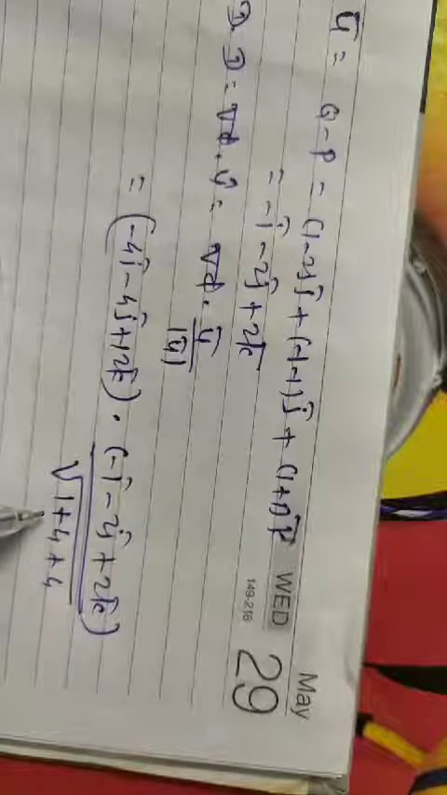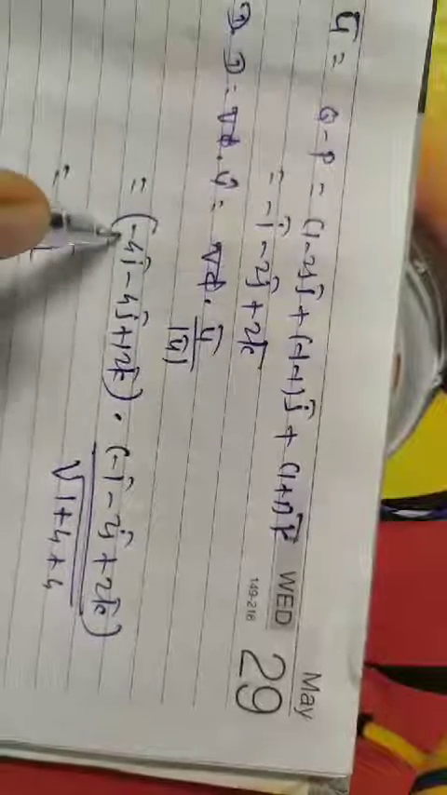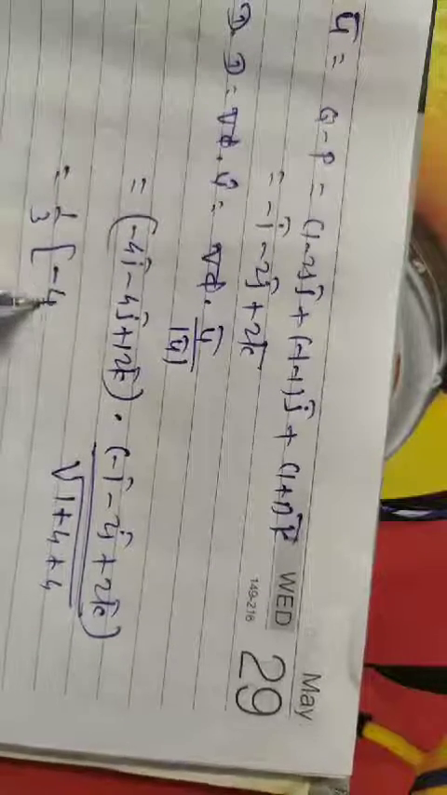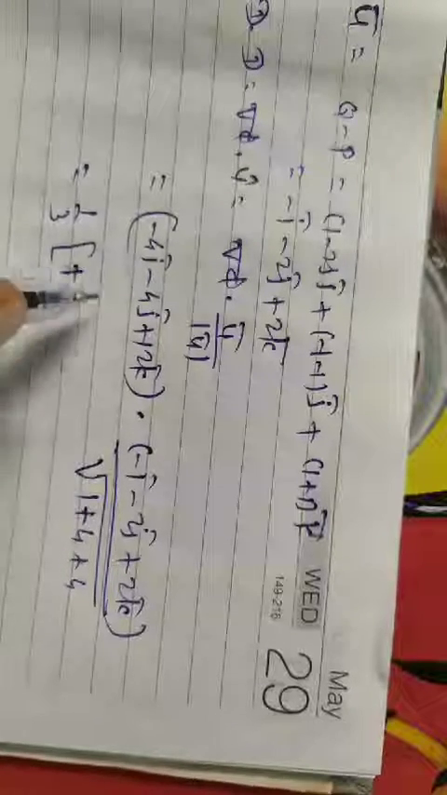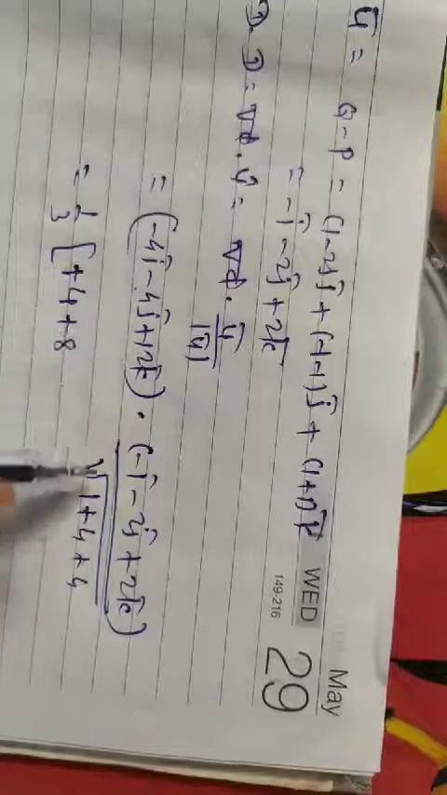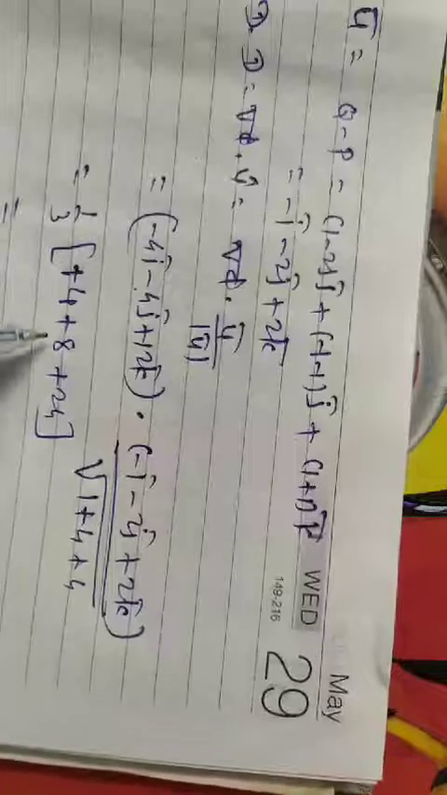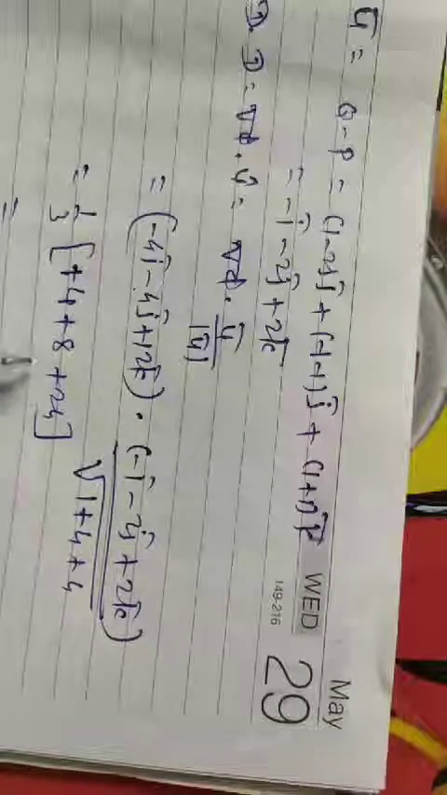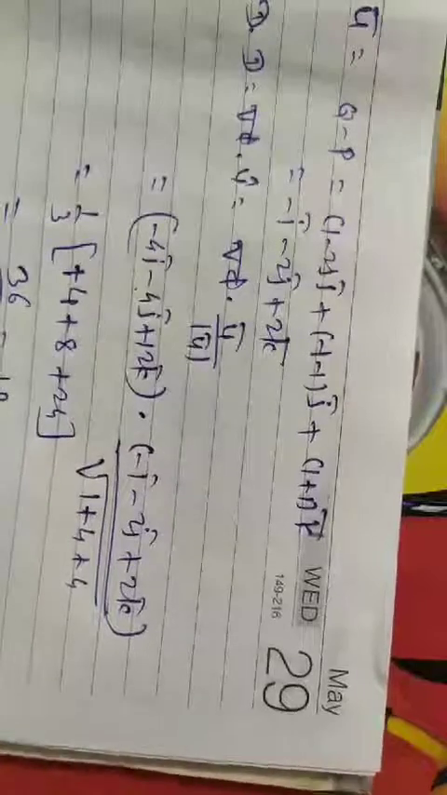So 1 plus 4 plus 4 is 9, root 9 is 3, so 1 by 3 into the dot product of this. That is -4 into -1 is plus 4, -4 into -2 is plus 8, and plus 12 into 2 is plus 24. So what is this? 8 plus 4 is 12, 12 plus 24 is 36, by 3, so the answer is 12.